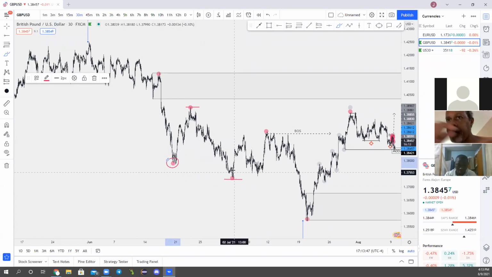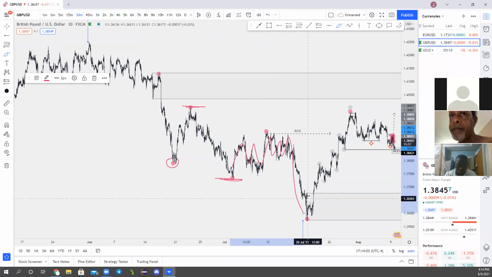So whatever happens within this range does not matter. I don't care what happens within here. I'm just going to be looking to sell it. I say that because this was really ugly. It consolidated a lot, but then we got a new leg to the downside.